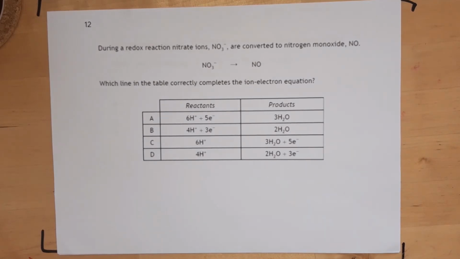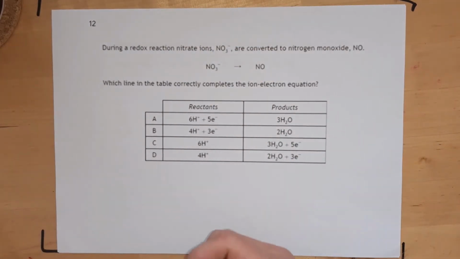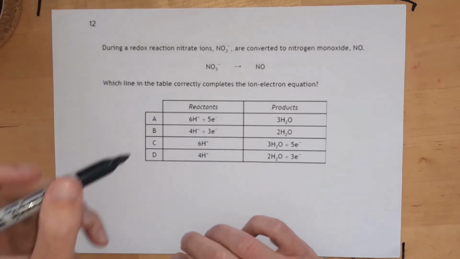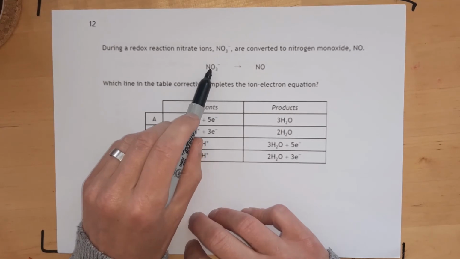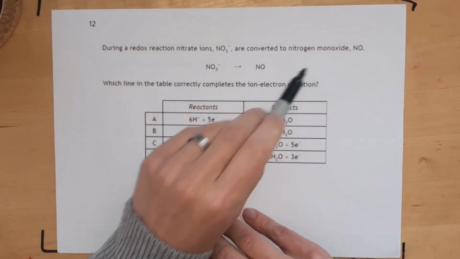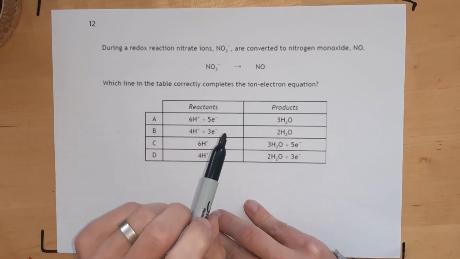Right, here we go. So this is part 3. The last 3 questions are by far and away the trickiest things you have to do for this redox stuff, so let's show how you do it. During a redox reaction, the nitrate ions, NO3 negative, are converted to nitrogen monoxide, NO. Which line in the table correctly completes the ion electron equation?